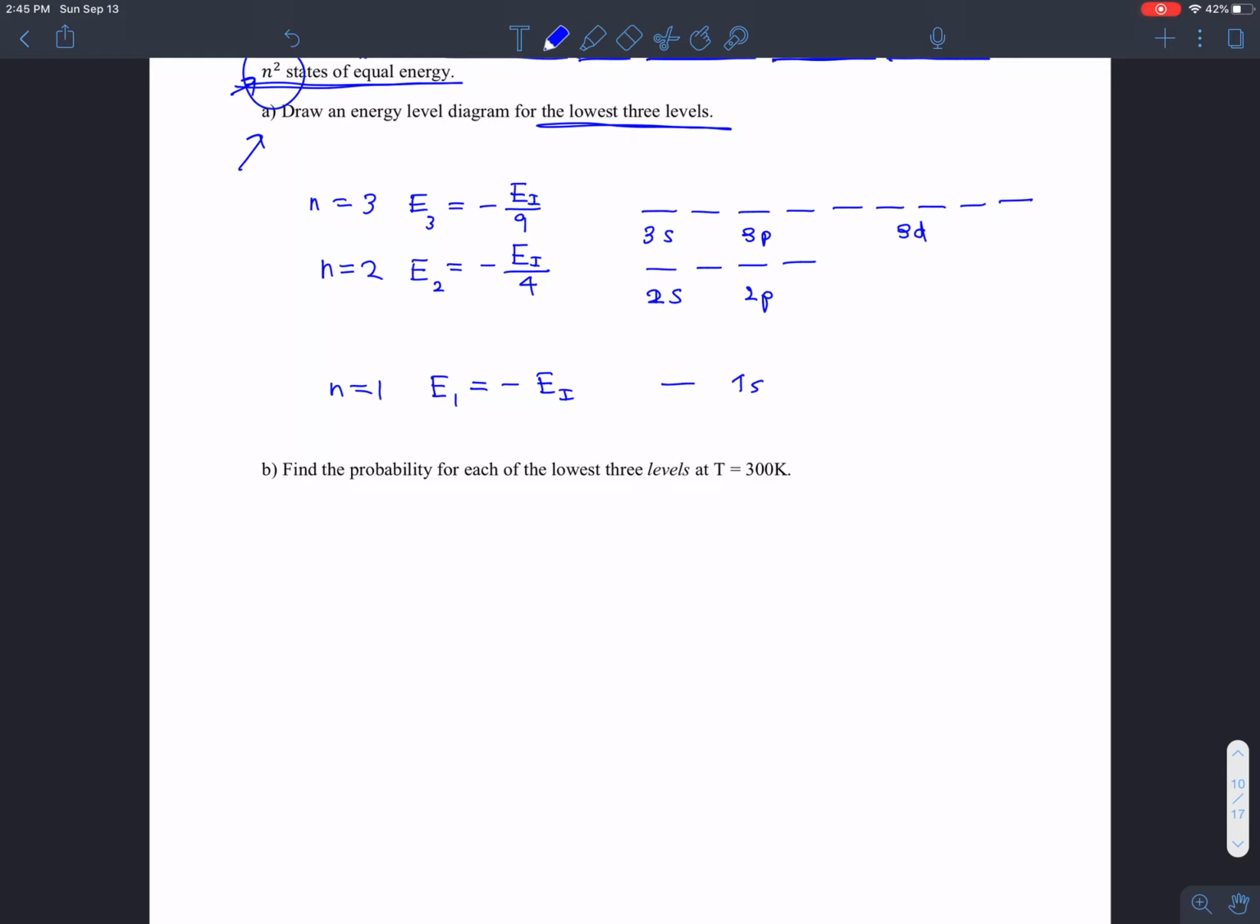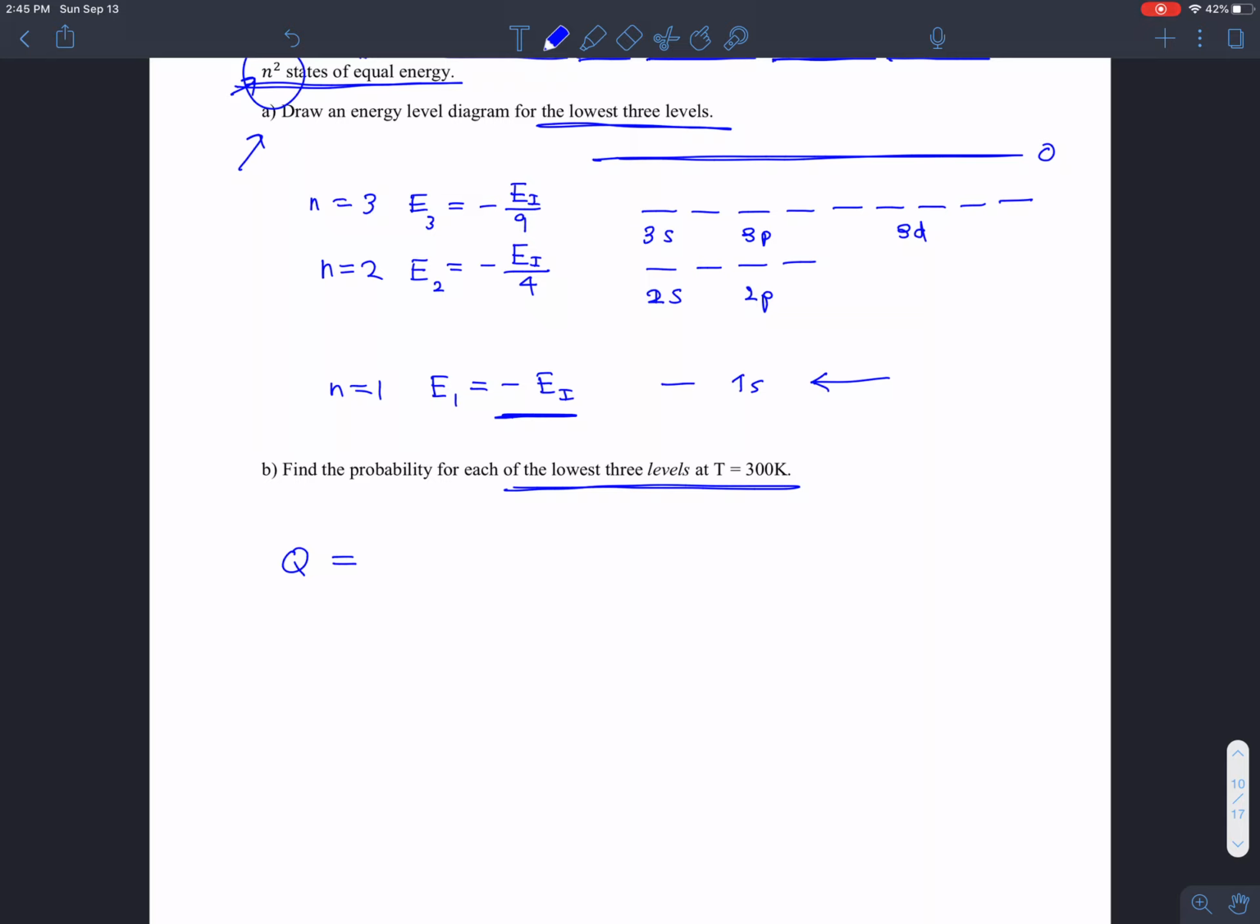Find the probability for each of the 3 levels at 300 Kelvin. So we need to find Q. Using our level diagram, we can see that that's going to be, and now notice, this energy is minus E sub I here. So this is a situation where the zero of energy is somewhere up here. This is a situation where we have to worry about where that zero of energy is. It's not naturally at the lowest level.